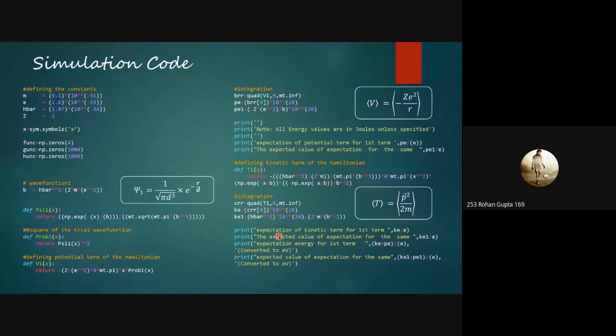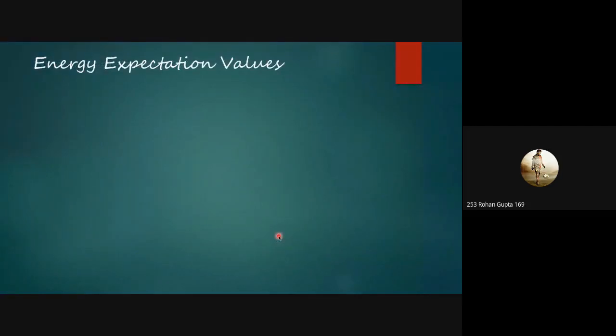Then the total energy expectation, as we'll see, is given by the sum of both of these values. So these are the energy expectation values obtained in our output. For the first wave function, the potential energy expectation value was this, kinetic was this, and total energy was this. We already know that in the ground state, the total energy expectation value is minus 13.6 electron volts.